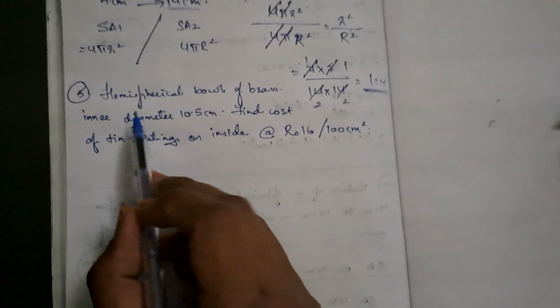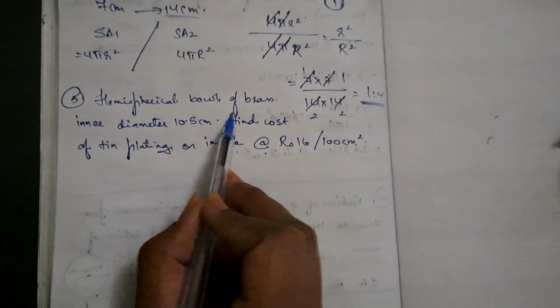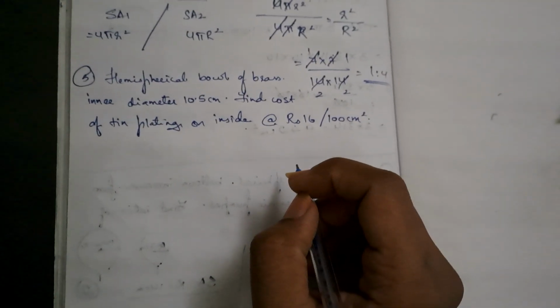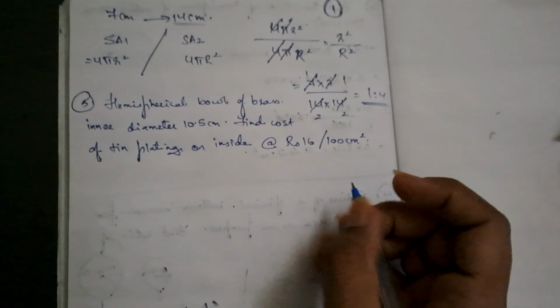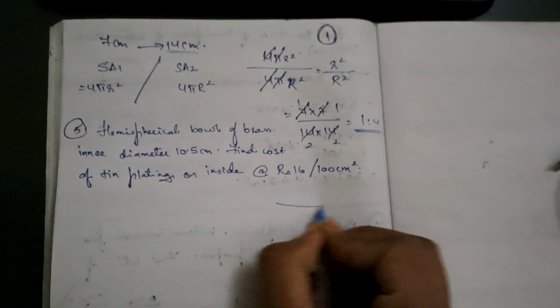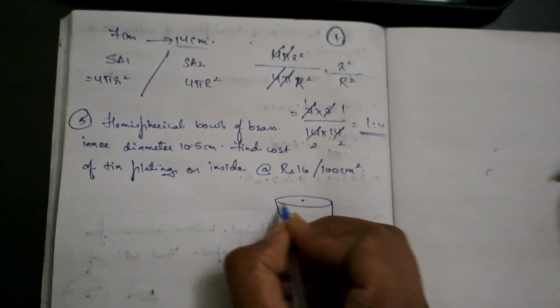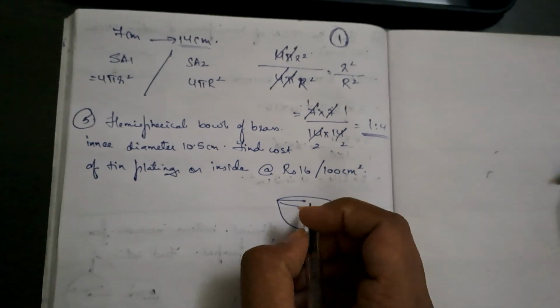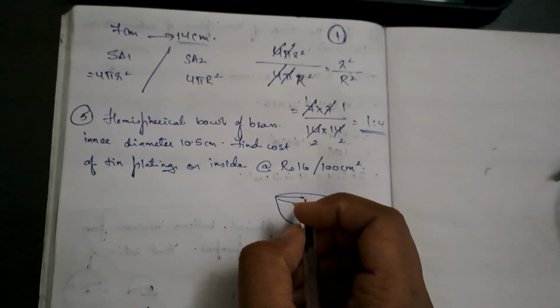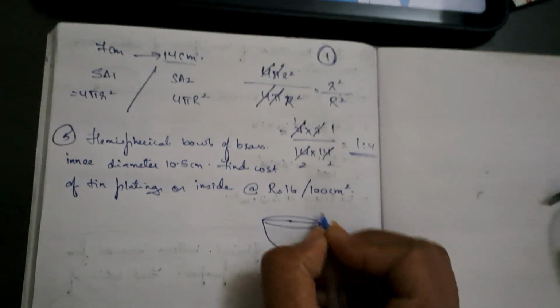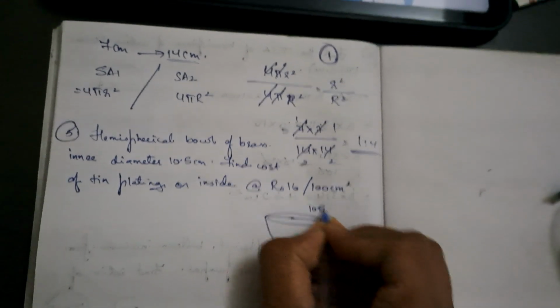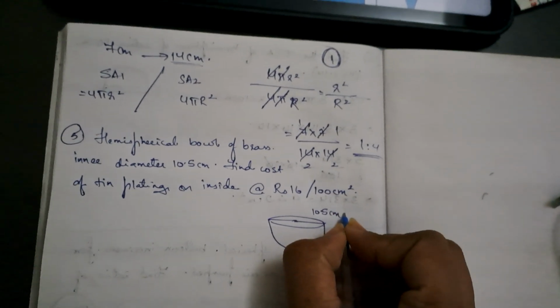Now, starting with the fifth question, it says that a hemispherical bowl of brass has an inner diameter of 10.5. So that means there is a bowl, and the inner diameter of the bowl, 10.5, is given to me here. 10.5 centimeters is the inner diameter of the bowl.